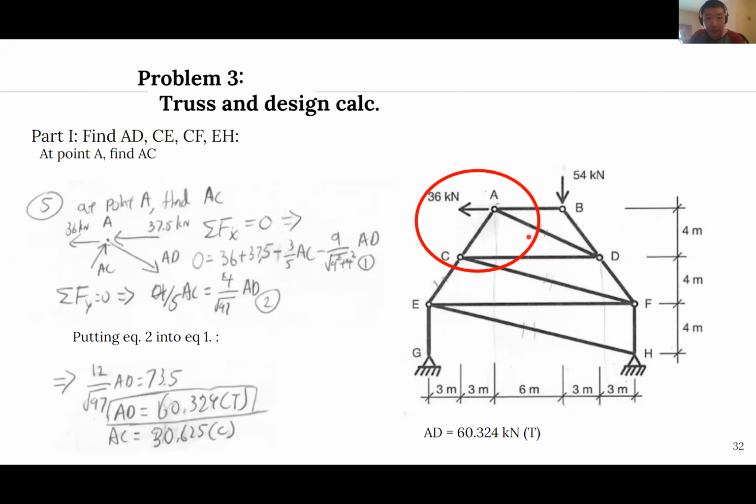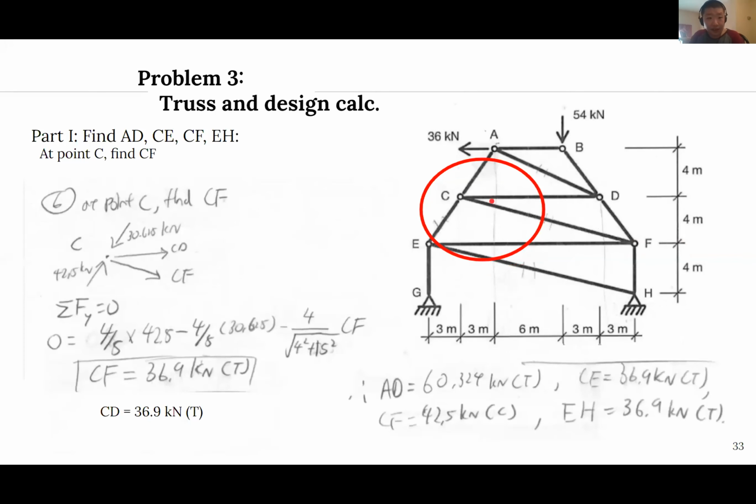Then going into point A, you want to find out what member force AD specifically is, and also AC, so you can use it at point C to find out what CF specifically is. Similarly, by taking all of the vertical and horizontal forces and equating them to 0, you would find two unknowns and two equations with AC and AD, and you can figure out that AD is 60.324 kilonewtons in tension, and AC is 30.625 kilonewtons in compression.